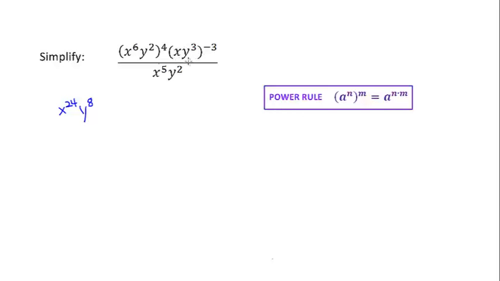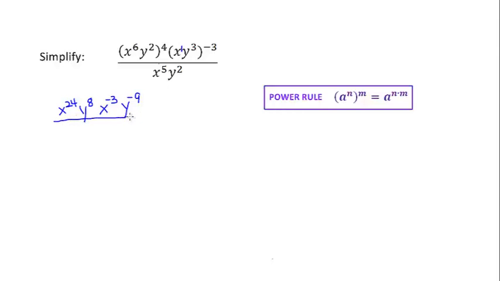Now over here I likewise can apply the power rule. I have two factors, x and y cubed. Now x is like x to the 1st power, right? So if I have x to the 1st power to the negative 3rd power and I apply the power rule, I would be taking 1 times negative 3, so I will get x to the negative 3. Y to the 3rd to the negative 3 is equivalent to y to the negative 9th power. 3 times negative 3 is negative 9.